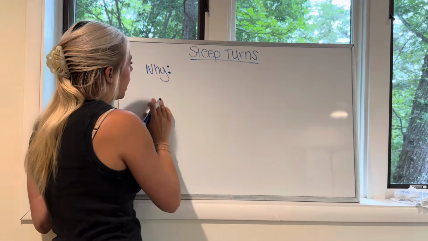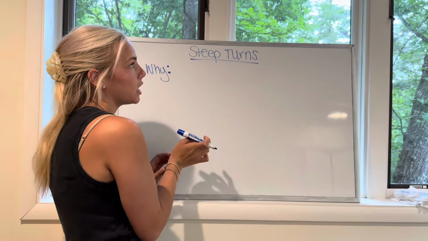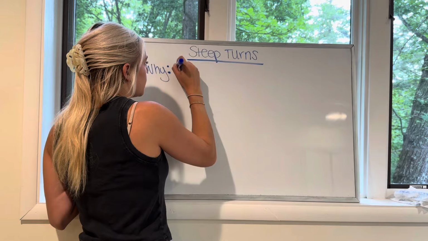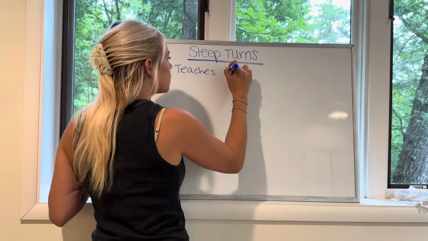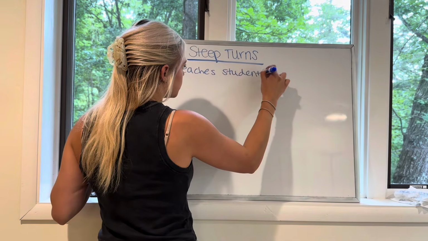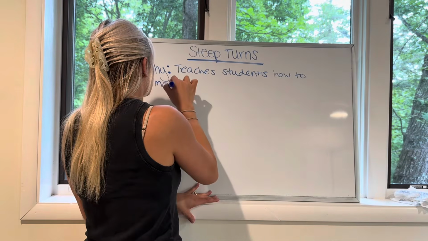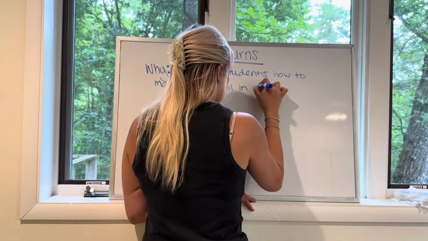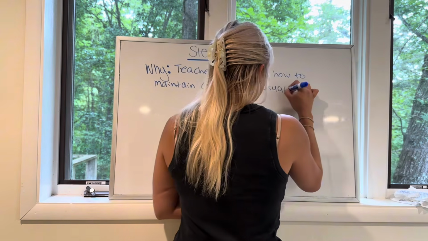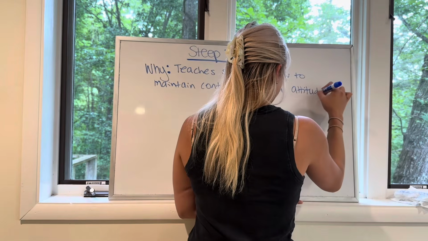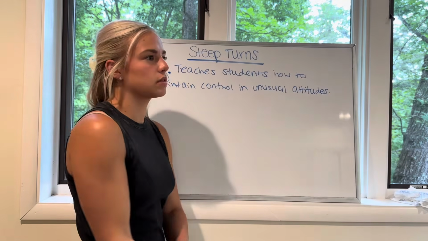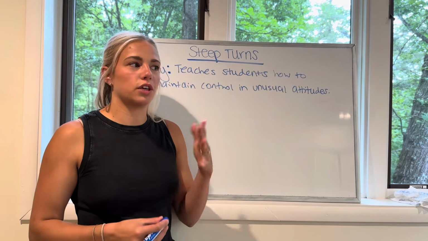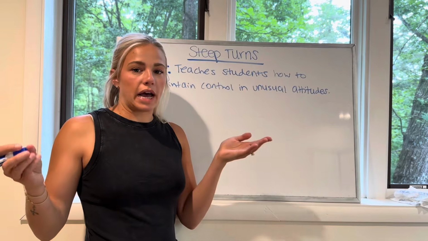the why. So I combined the why and the what of the maneuver because I feel like they tie into each other. But why we're doing it, it teaches students how to maintain control in unusual attitudes. And by unusual, I mean just not your typical attitude of flying. So we're not usually banking 45 to 55 degrees.